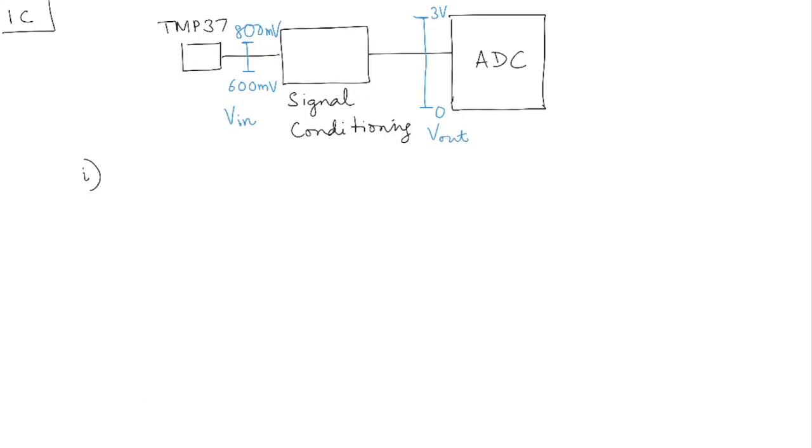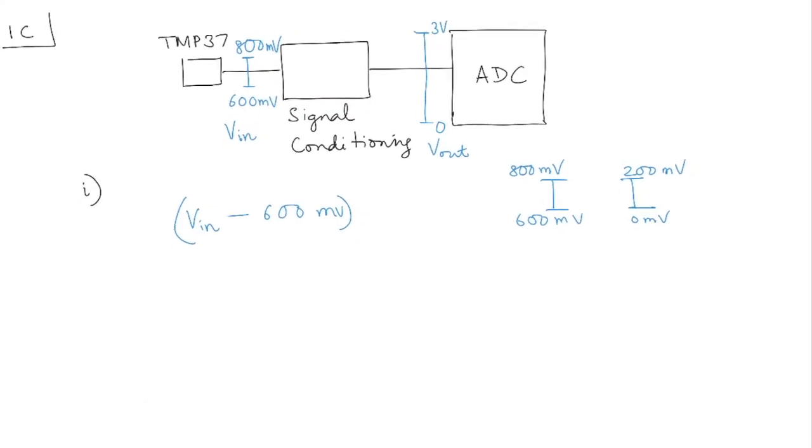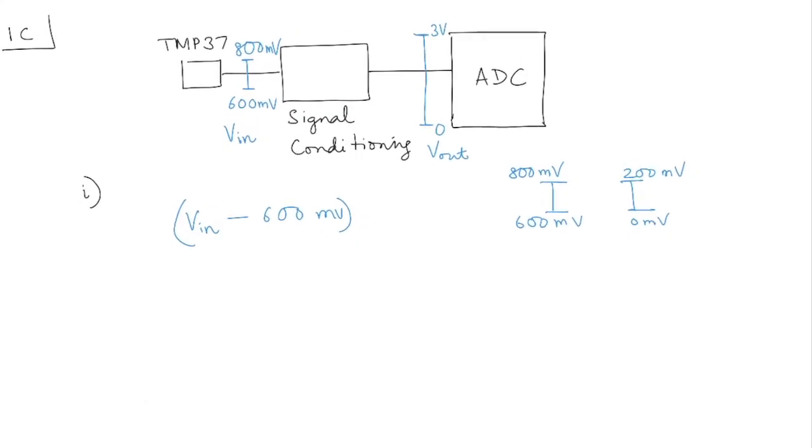Okay, so first we can subtract 600 millivolts from V in, right? If you do that, what will you get? You would have converted the 600 millivolts to 800 millivolts range into 0 millivolts to 200 millivolts, right? And now let's amplify this so that you get 0 to 3 volts.